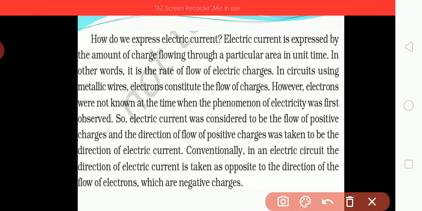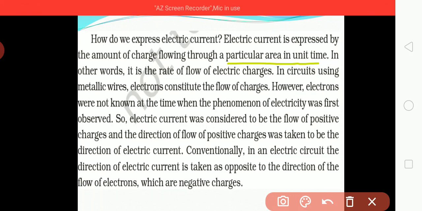How do we express electric current? Electric current is expressed by the amount of charge flowing through a particular area in unit time. In a particular area, how much charge is passing with respect to time, that is said to be the electric current.